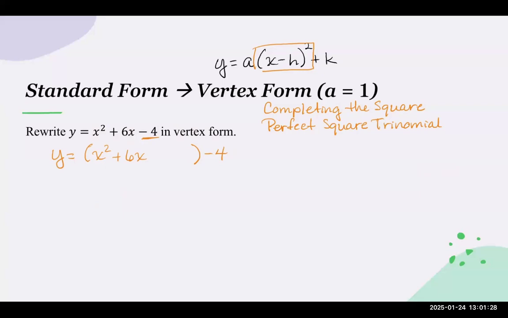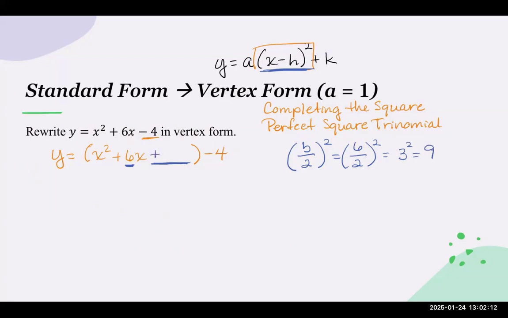Again, our goal is to get a perfect square trinomial, which means it's something that we can rewrite as a binomial square. So we can do that by looking at the b value, and we're going to take b divided by 2, and then we're going to square that. And that's going to tell us what we need to add in here inside of the parentheses to make that perfect square trinomial. So in this case, our b value was a 6. Divide that by 2 and square it. 6 divided by 2 is 3, and 3 squared is 9.